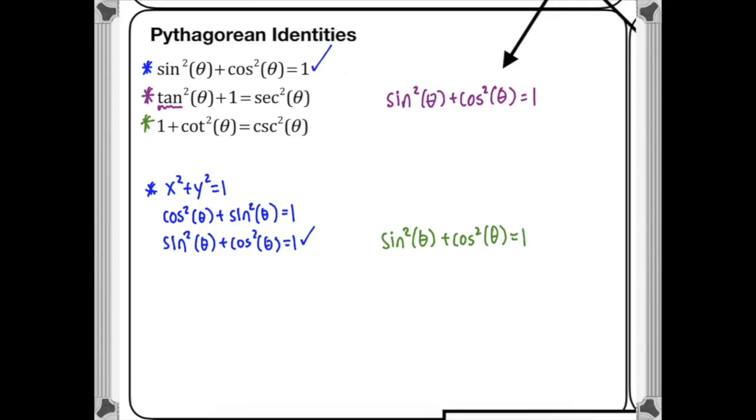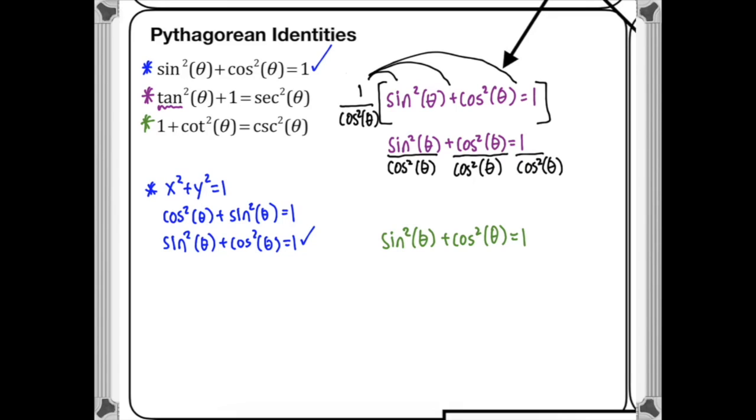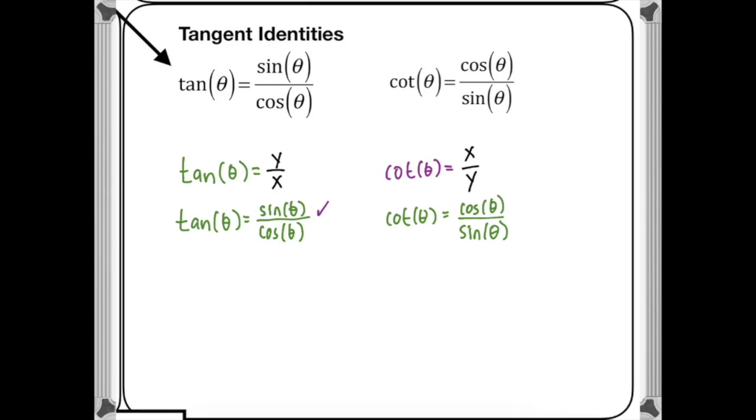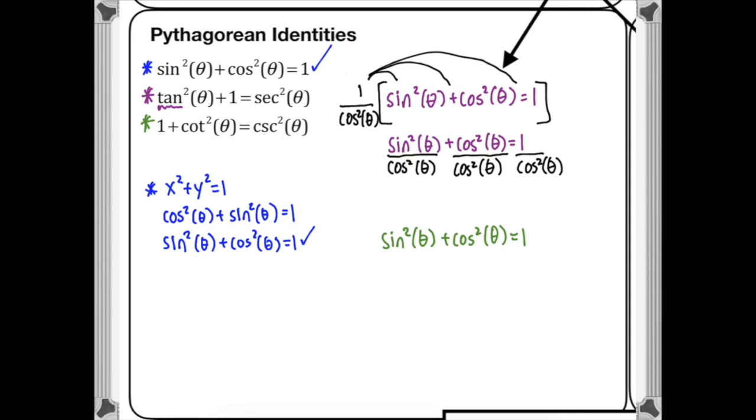So what we can do is multiply the entire thing by 1 over cosine squared theta, and when I distribute that into each term, I get cosine squared on the bottom of each of those. Now I can start to use the identities on this page right here to knock everything out. Okay, so here we go.